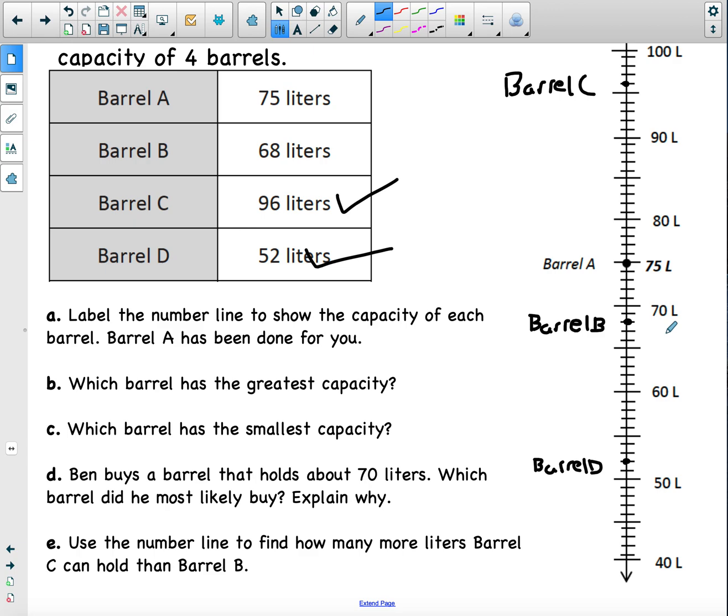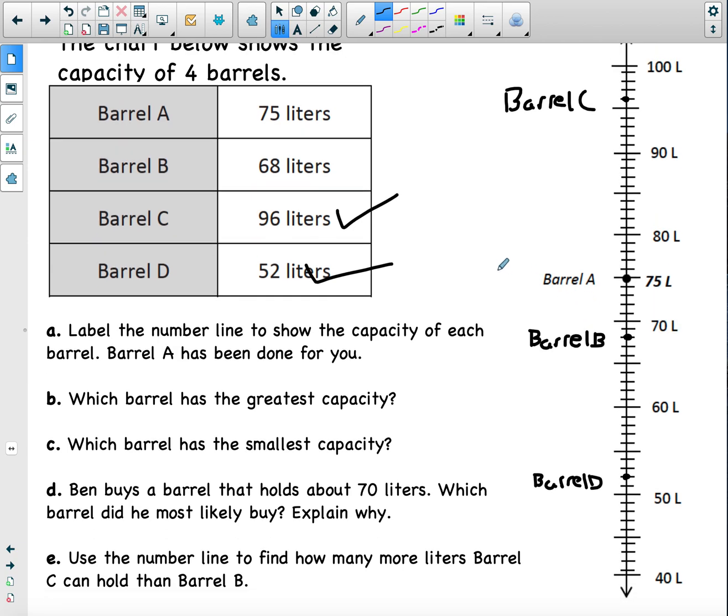Now, I'm trying to think back to rounding from second grade. For example, if I'm rounding to the tens place, and let me look at barrel B, 68. When I'm rounding to the tens place, I am looking at the ones place to determine what's going to happen to the tens place. So this 8 makes the 6 round up, because if I think of my rules, 5 or more round up, 4 or less round down. So this would actually round up to 70.